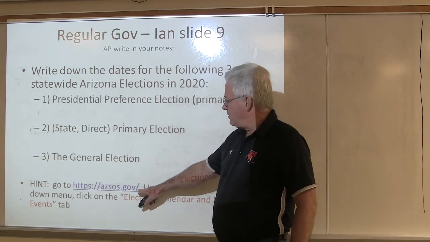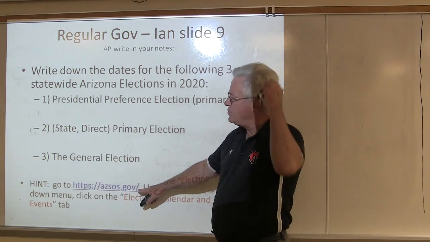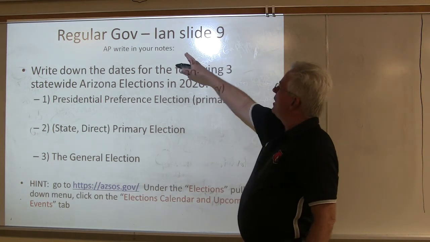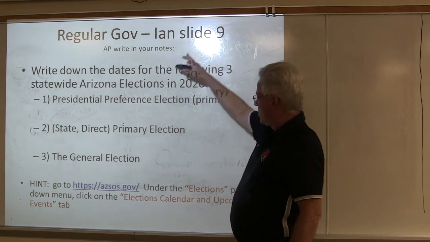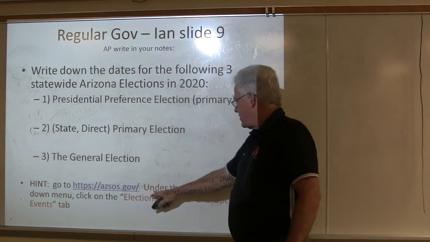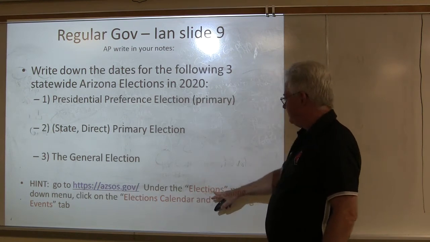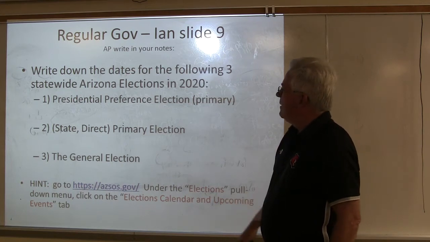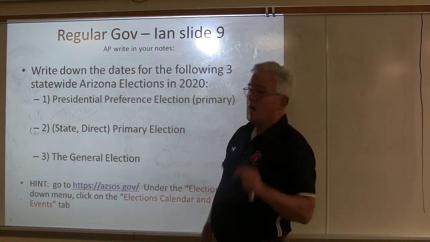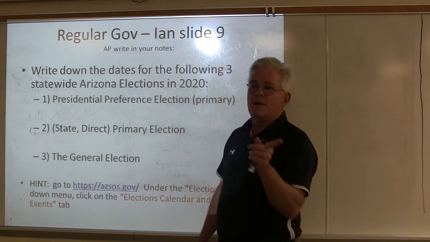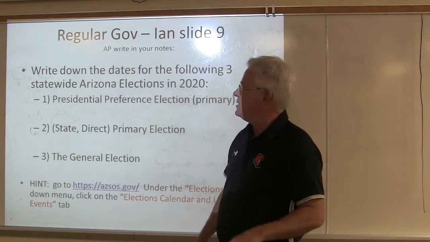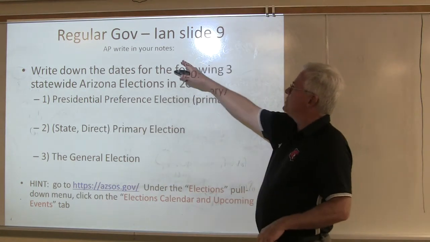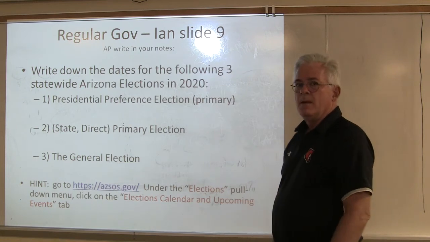Everybody open this website in a new tab. Regular gov in Ian slide 9, once you get to this, you'll see that there's a pull down menu for elections. Go to elections calendar and upcoming events, and you will write down the dates of, not the registration deadline for, but the actual dates of these 3 elections. AP, I want you to write these in your notes. Pause it.